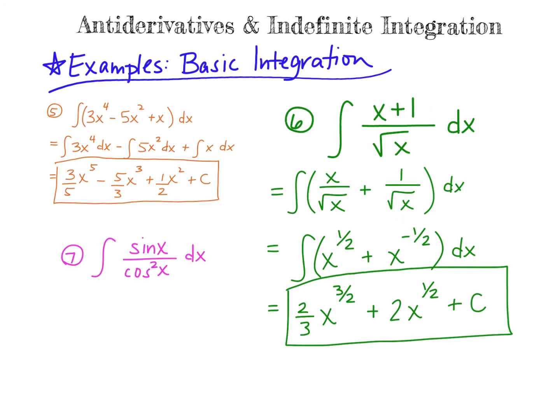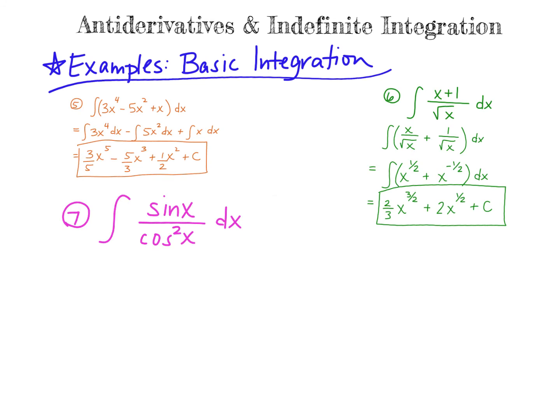So a lot of times when you see a quotient, what you can do is if they have a common denominator, you can rewrite. Once you rewrite, you kind of break down each term and see that they really are simple power rule integration. In problem 7, we again have a quotient, and this one is a little bit of trig, which we haven't done too much of yet.